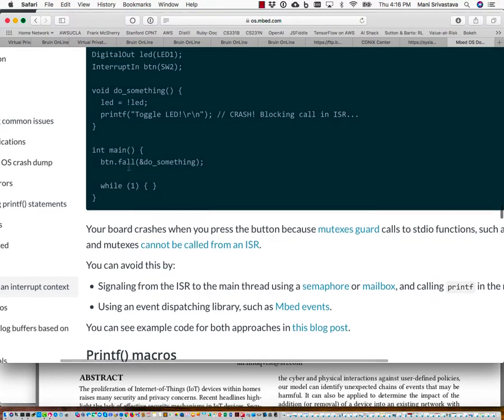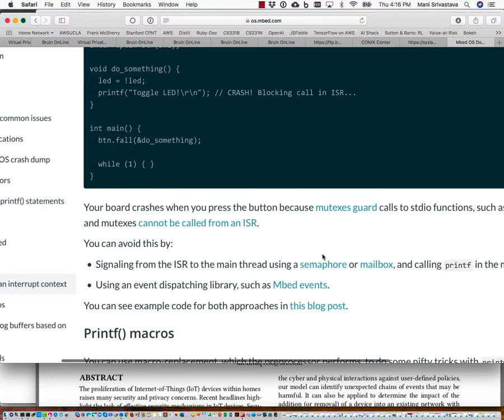So one approach is you can create flags using semaphores or mailboxes, those primitives that I had talked about, where one party can flag it, another party can wait upon it. And again, ISR can only flag it. ISR cannot wait on these things, because again, that can block it forever.